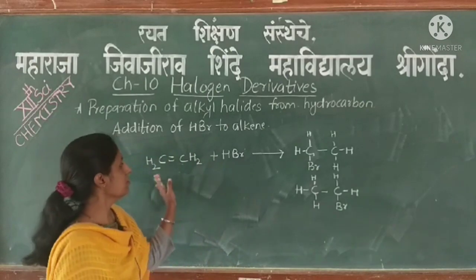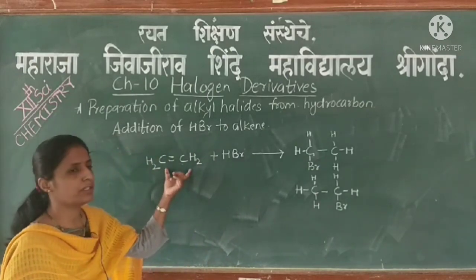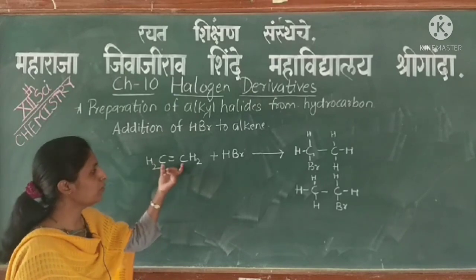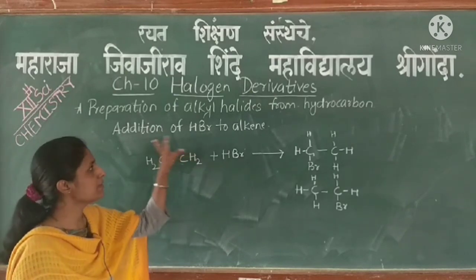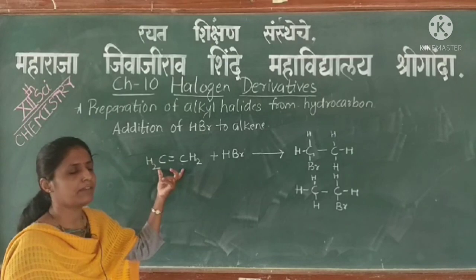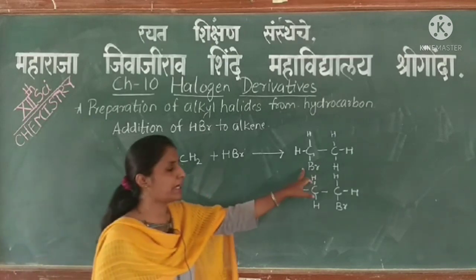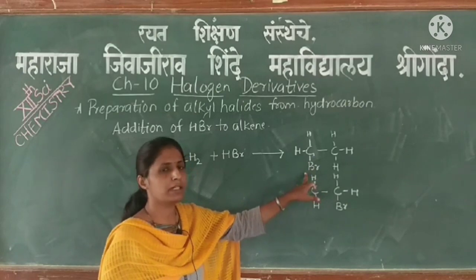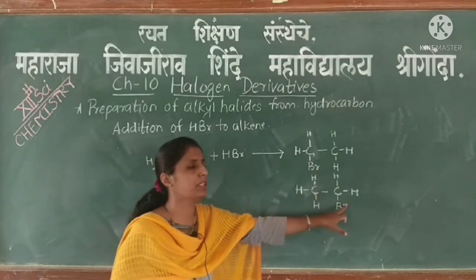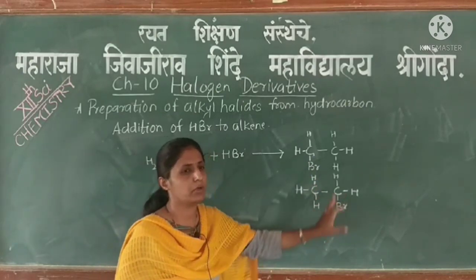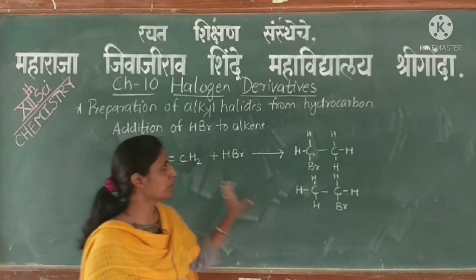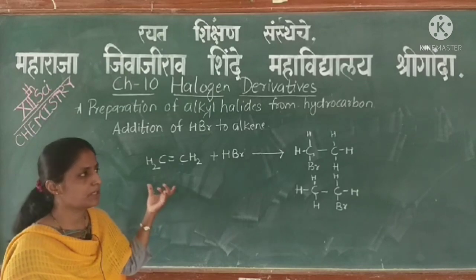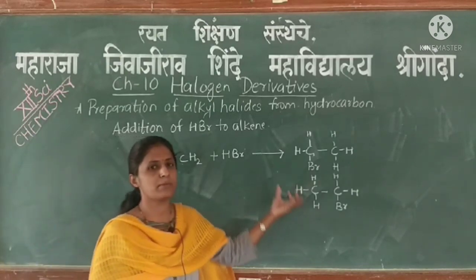So this molecule has two carbons. This is ethene, and both the carbons are the same, that is, symmetrical. Why? Because they have the same substituent. Even if bromine is attached to this carbon, we get the same product, and even if bromine attaches to the next carbon, we get the same product. This type of alkene is called a symmetrical alkene, and it gives you the same product.